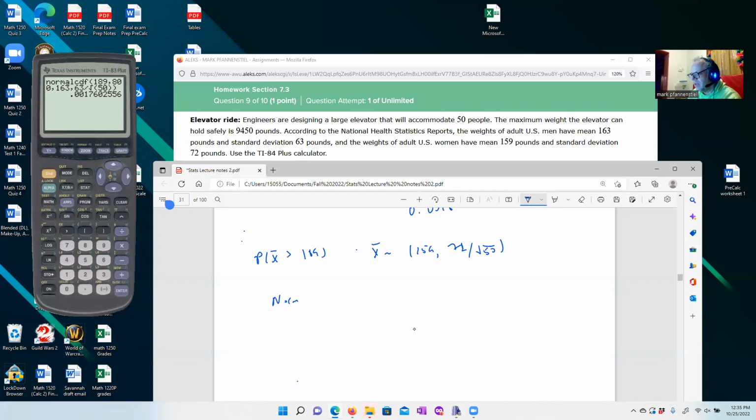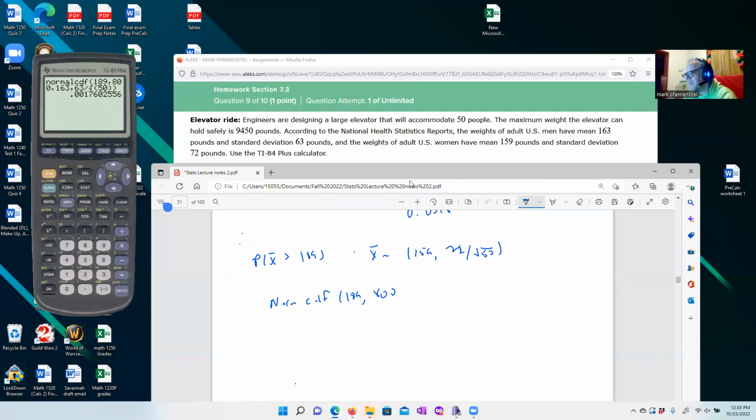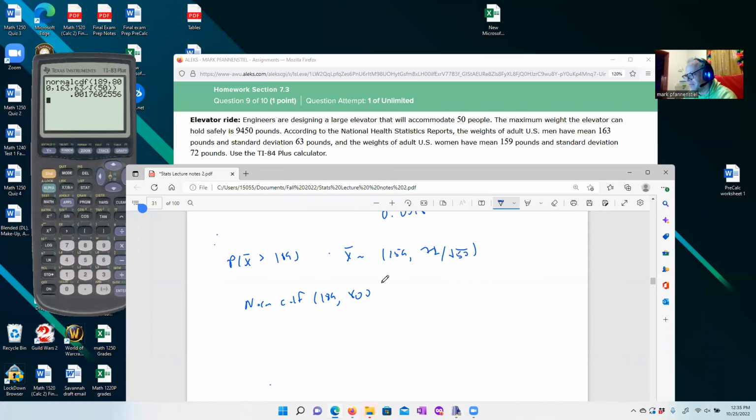So it's going to be norm CDF. Again, we want 189, sky's the limit. Go with the scariest show on TV, 800 pounds. Again, we're not selecting a whole bunch of people that weigh 800 pounds to put on this elevator. That would not be a good thing to do. But our overall average, if I just grabbed 50 women out of a crowd, would be 159. That's the average weight according to this statistic. The standard deviation is 72 over the square root of 50, and we're going to calculate that. It's going to be a small number.